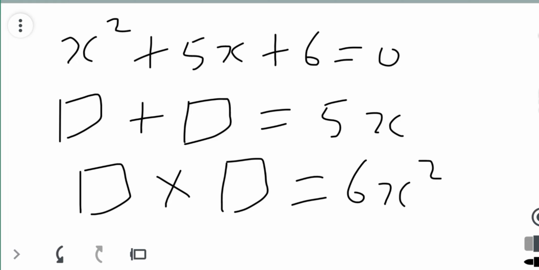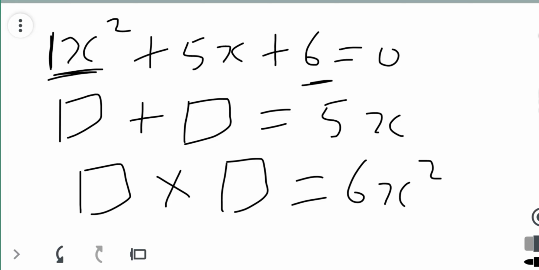Don't forget, you'll be multiplying the first one here, which is 1, with 6. So that's how we got our 6x squared. So two numbers that when you add them together, you get 5x, and when you multiply them together, you get 6x squared. Don't forget that. So quickly, let's proceed with that.